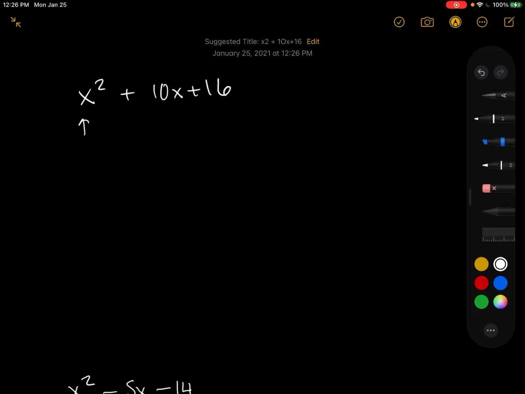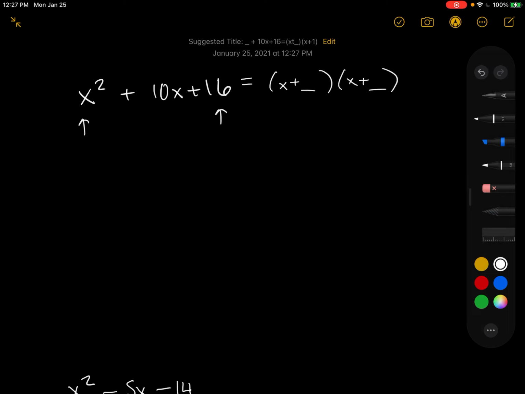So these are the types of examples that if we see an x squared as our first term and we see a constant, so a number without any variables, as our last term, we can use the box method to factor. And basically what this does is it allows us to get into a more simplified form or eventually able to solve. And the idea for this is it's going to look something like this. We'll convert it into x plus something times x plus something.